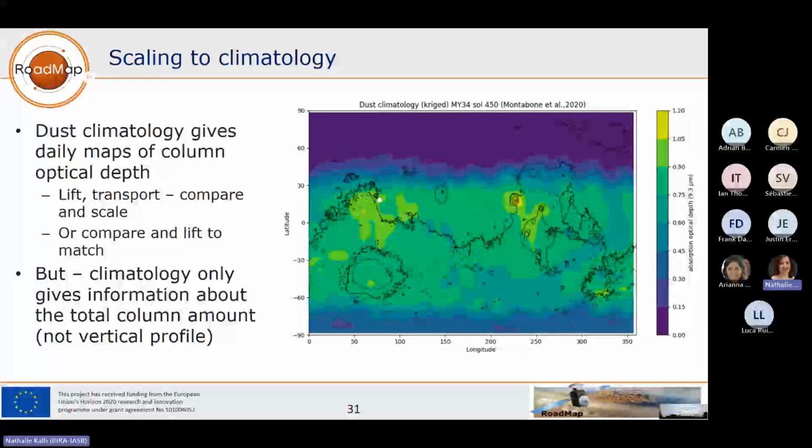But the downside to this is that it's a column amount, and it doesn't give you any information about how it's distributed in the vertical. Is it all in the lowest 5 kilometers? Is it up to 20? Is it up to 30? Is there a detached layer? We don't know. So we have to rely on the model to give us that information.